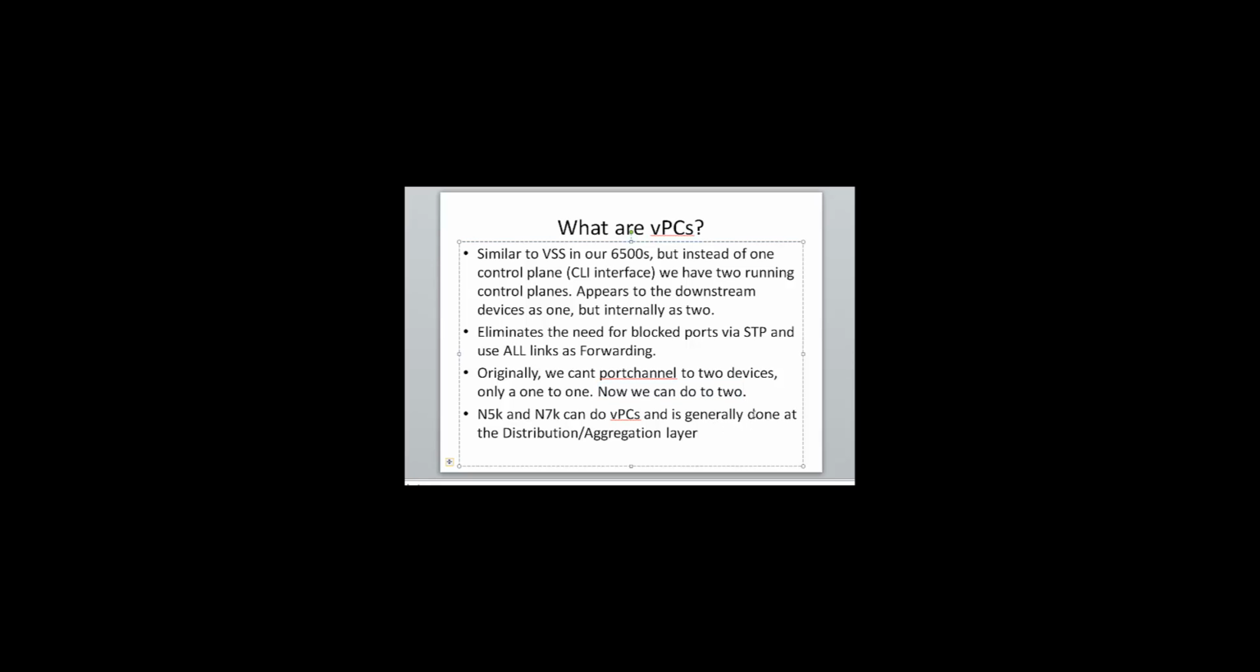All right. A few more things I want to go over with VPCs. The 5K and 7K, we can do VPCs as well. But it's generally done at the distribution layer, or now they call it the aggregation layer. In the old Cisco books, they used to call it distribution layer, but now they call it aggregation layer. If you hear those terms, they're pretty much the same thing.